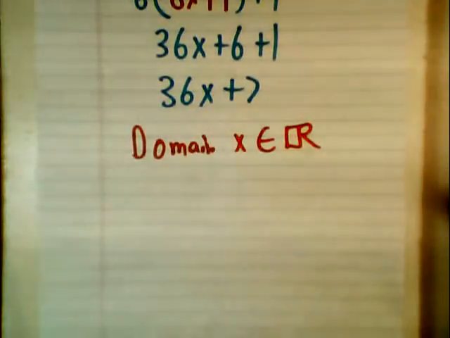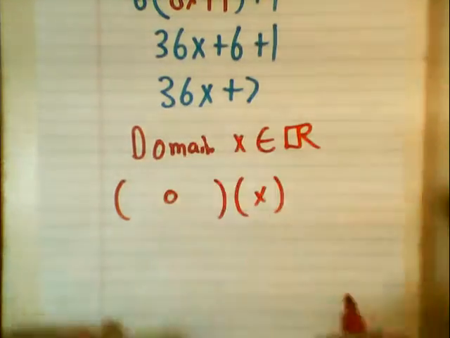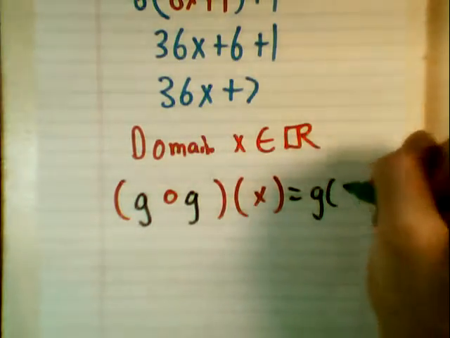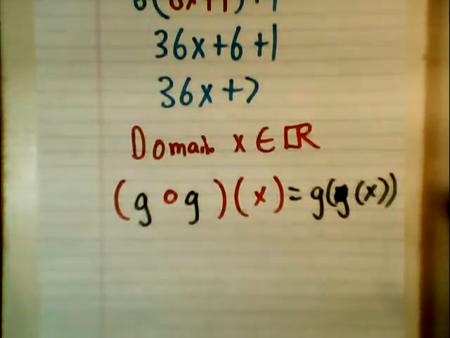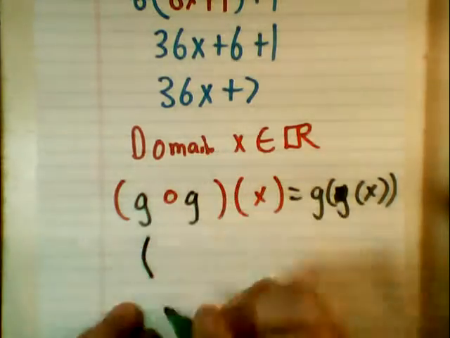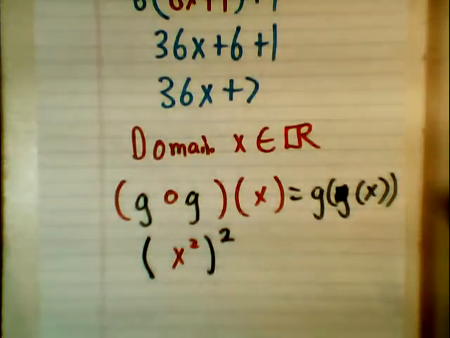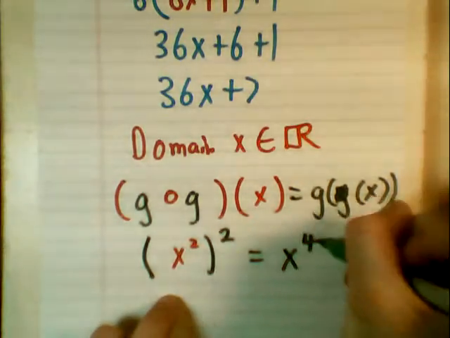Okay, one more. We have g of g of x, which can be written as g composed of g. So g was x squared, so that's x squared with an x squared inside of it. Now remember, when you have a power raised to a power, they basically just multiply the exponents. So that equals x to the 4th.